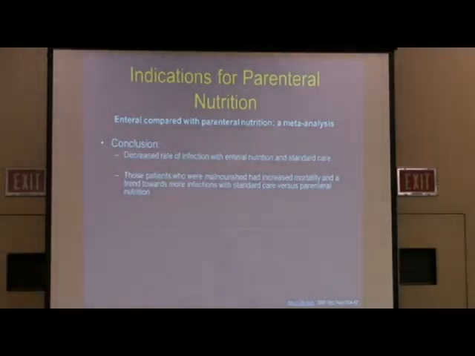So in conclusion, there is a decreased rate of infection with enteral nutrition and standard of care, but those patients, again, who are malnourished, there was an increase in mortality and a trend towards more infections in the standard care group.